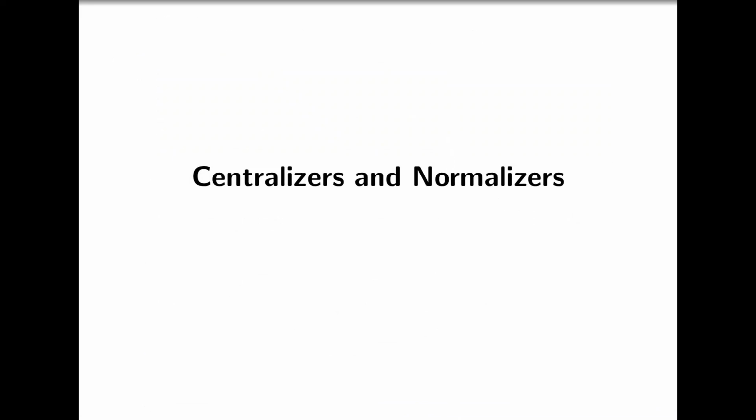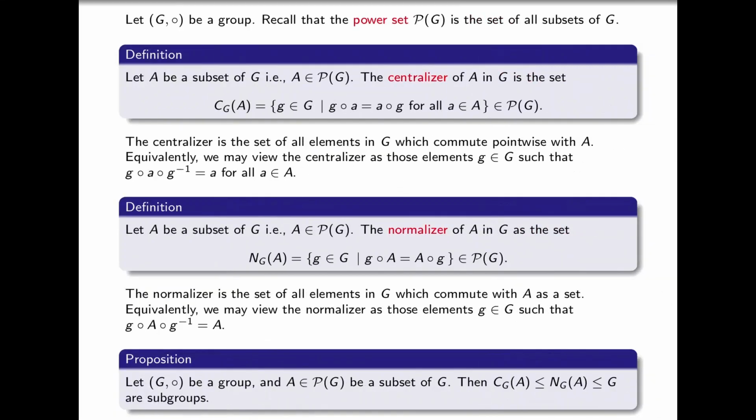So how do we go about constructing more subgroups of a given group G? Well, this brings us to the notion of centralizers and normalizers. So we have our group G, and we are going to consider the power set of G, that is the set of all subsets of G.